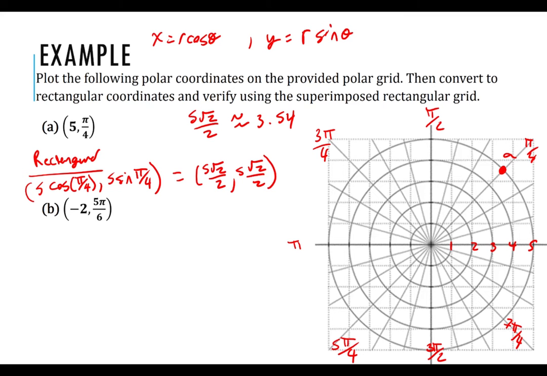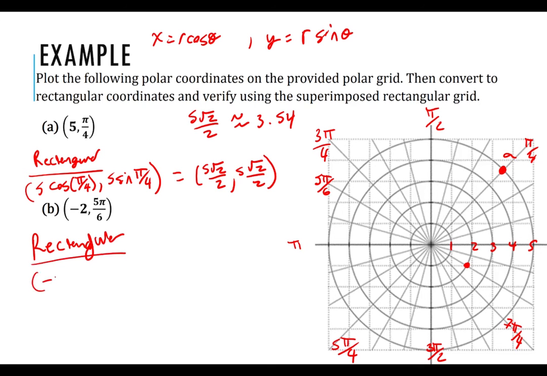Then I need to graph negative 2, 5 pi 6, and 5 pi 6 is going to occur about, actually right here. So then what we can do is go out to negative 2, and then rotate 5 pi 6 in the positive orientation, which puts me right here. Then I need to check the rectangular coordinates, so let's convert to rectangular.